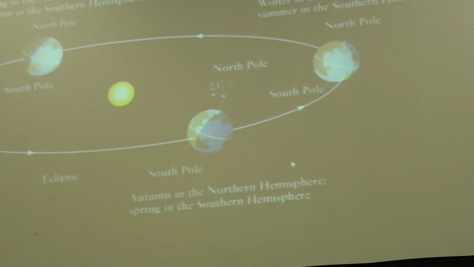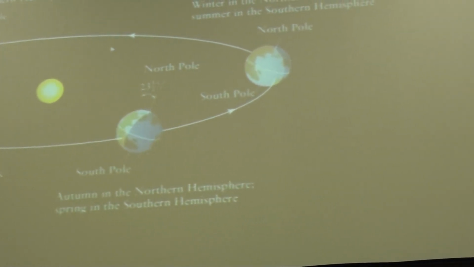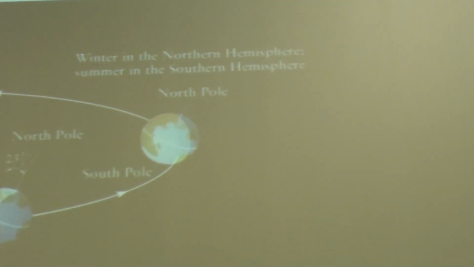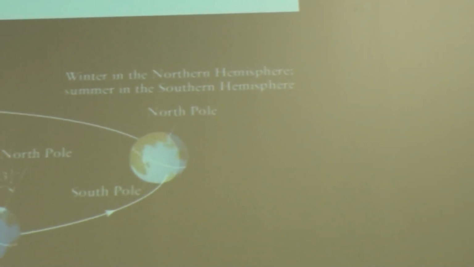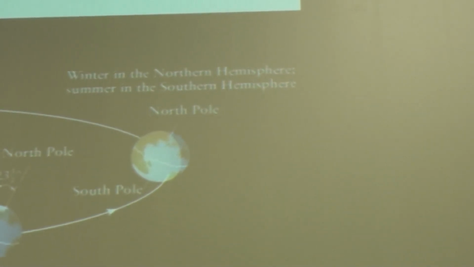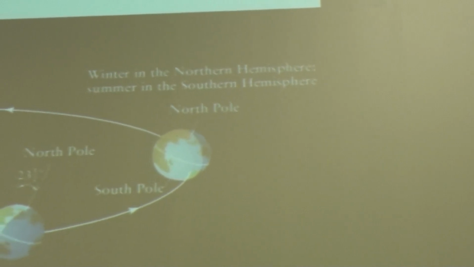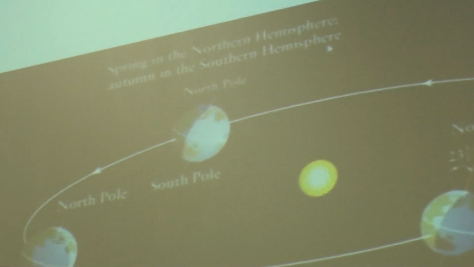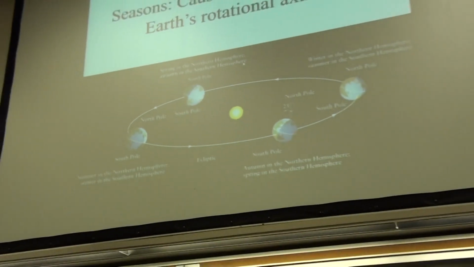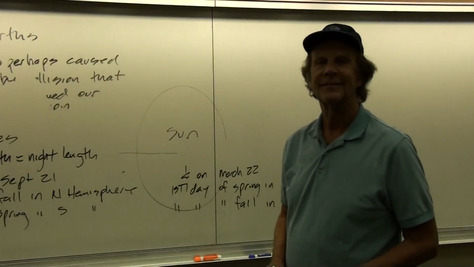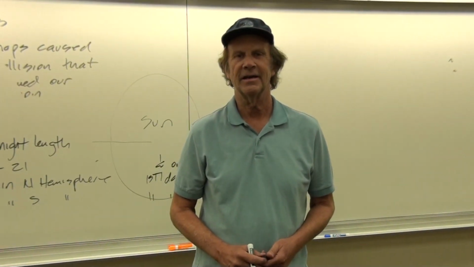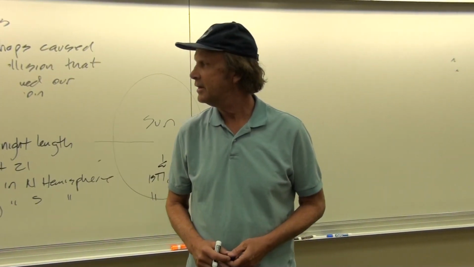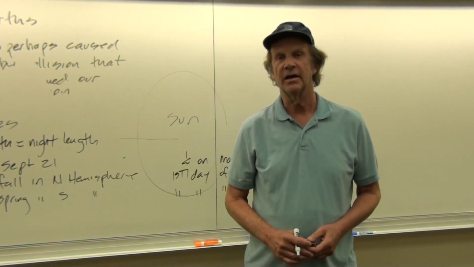And we get equal illumination. So that's autumn or fall in the northern hemisphere, spring in the southern hemisphere. Then we come around to this point on the other side. Following winter in the northern hemisphere, we have spring, equal illumination of both hemispheres. We have spring in the northern hemisphere and fall or autumn in the southern hemisphere. Okay, so that concludes our brief discussion of the seasons.